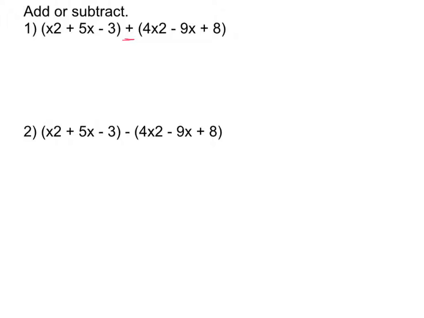So we have two polynomials. Here's one polynomial plus another, and we're just going to add them together. And this is nothing more than adding like terms. So, for instance, if I take the 4x squared and add x squared, I'm going to get 5x squared. If I take the positive 5x and add negative 9x, I'm going to get a minus 4x, 5 minus 9 being negative 4. And then finally, if I take the negative 3 and add 8 to it, I'm going to get a positive 5.